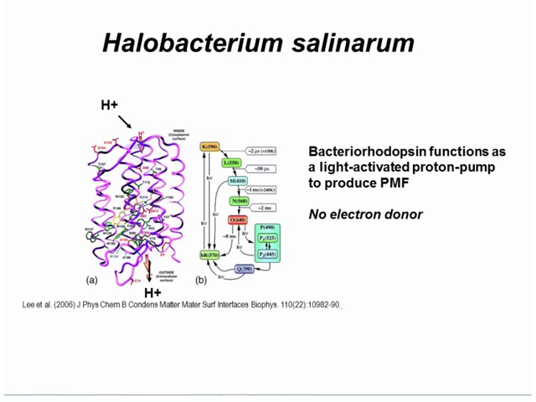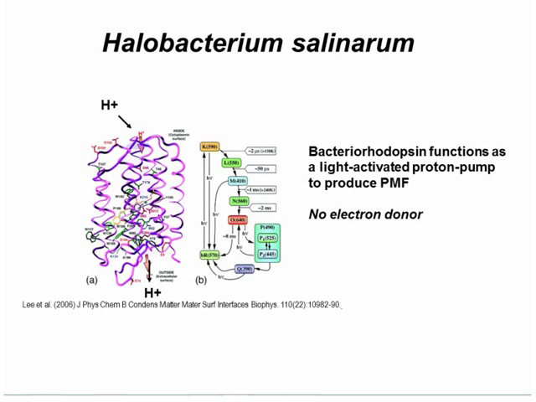So what does that mean? That means if these guys have got light, then they can produce proton motive force. No electron donor, no electron acceptor. Now, these guys need to get organic carbon from somewhere. Otherwise, they're heterotrophs. So they depend on organic carbon for their source of carbon and for electrons.